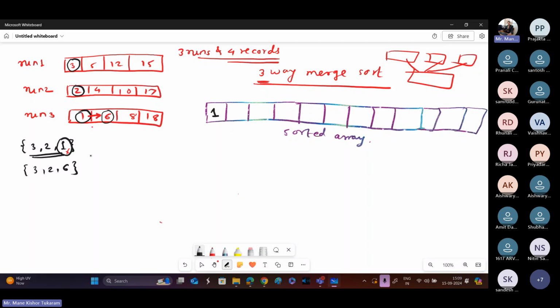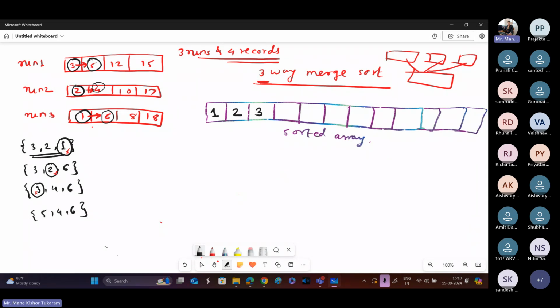Now again I have to choose the lowest element. The lowest value is 2, so I move that value to the sorted array. 2 is available in the second run, so I have to choose another element from the same run, that is 4. So my resultant array is 3, 4, 6. Now again check for the smallest element. I select the smallest element, move it to the third position, and again search for the next element from the same run. The next element is 5. So I choose 5, 4, 6.